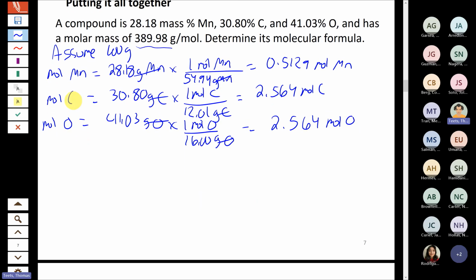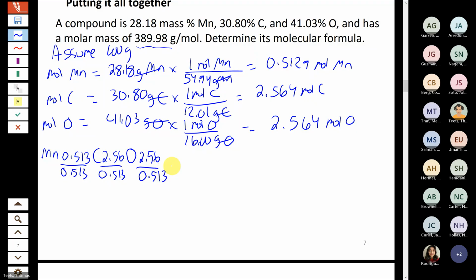The empirical formula would be the smallest ratio of those, which we can get by just dividing them. I'll round a little bit because we don't need that many decimals to get this right. Rounding each to 3 significant figures is plenty for now, just to get the ratio. So we divide all of those by the smallest, which is 0.513. And what we should come up with is MnC5O5. All right, so that's the empirical formula. It's the smallest whole number ratio. It comes out as whole numbers, so we don't need to do any additional multiplication.